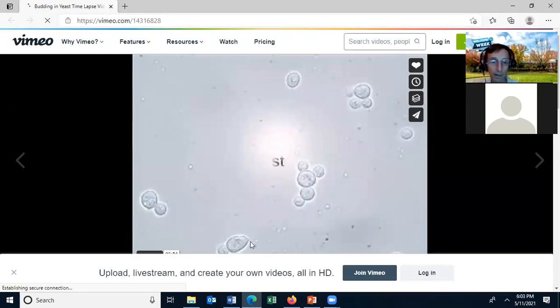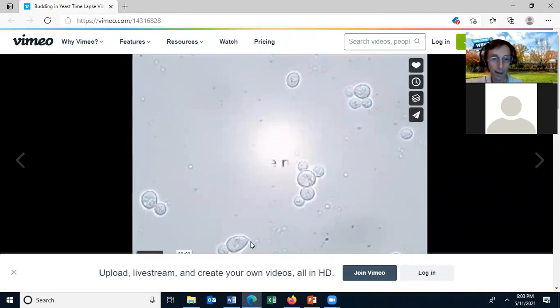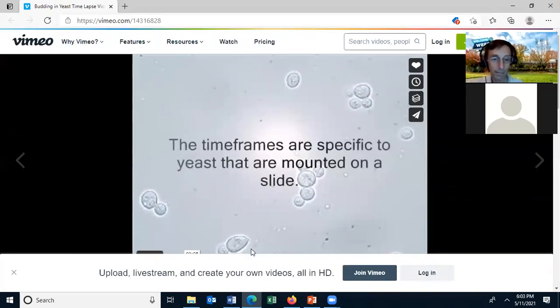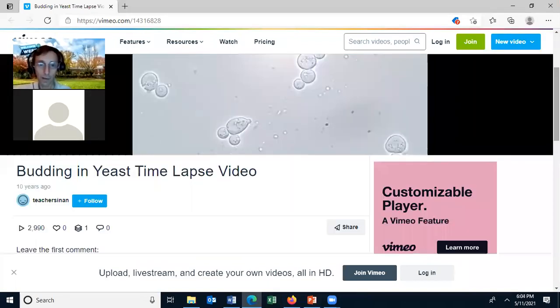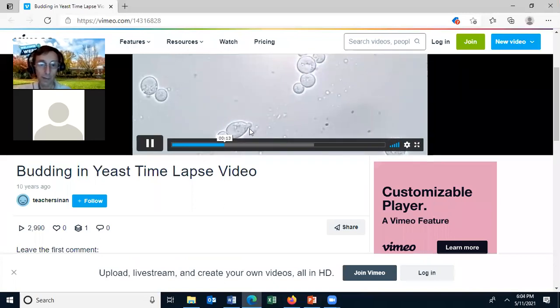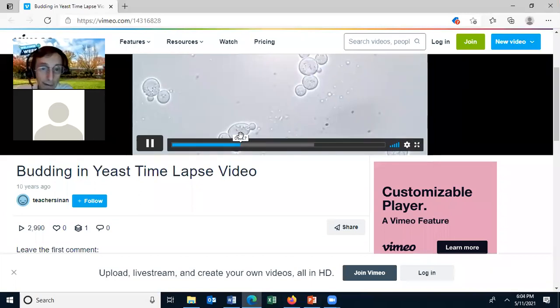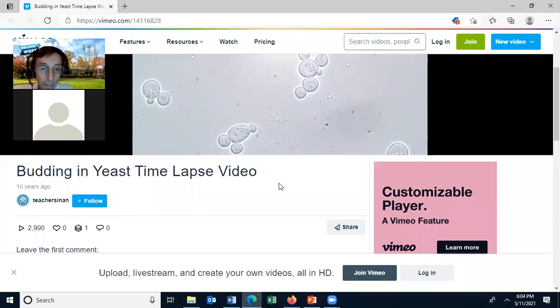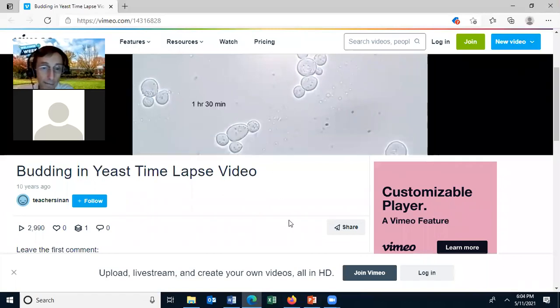Let me see if I can get this to work. It looks like I need to push the, oh, there it goes. So there's the cell putting out a bud. Let's see if I go down, there it is. The bud is growing. And you can actually see the DNA starting to divide here. And right now the DNA is moving into the bud.